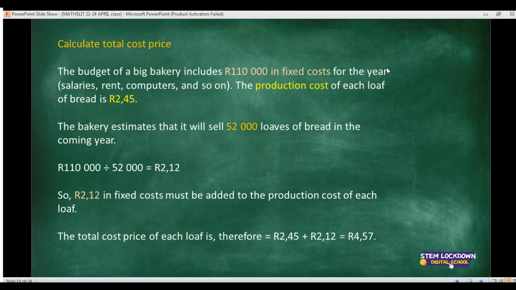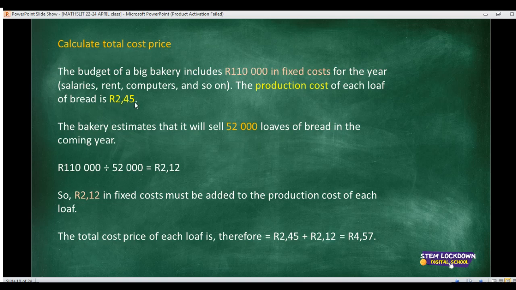These fixed costs include what? They include the salaries for the people working at this bakery. They include the rent. They include the computers, probably other furniture or everything else, utensils that they use in this business. So all of that would cost the business 110,000 rands for the year. Then the production cost of each loaf of bread is 2 rand 45 cents.